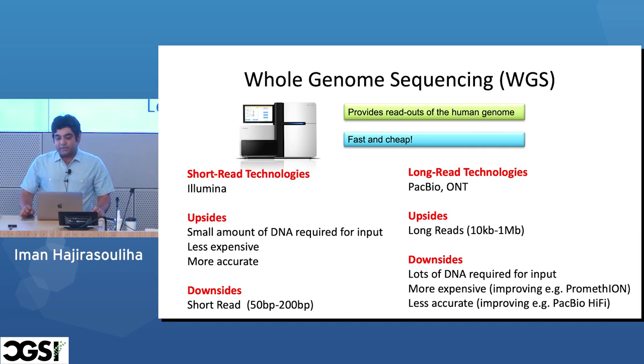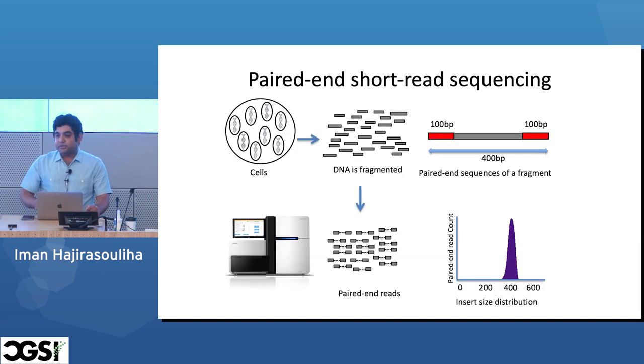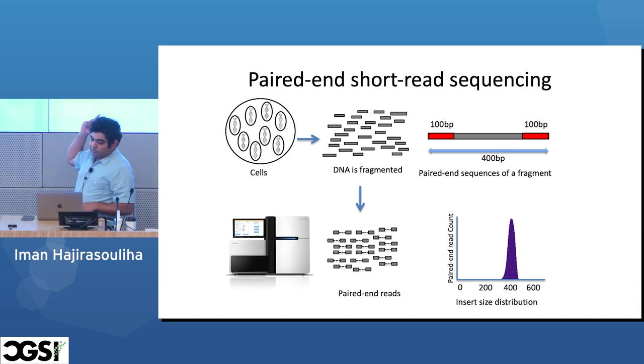It's still pretty expensive, although the cost is going down, and it's less accurate relative to Illumina sequencing. So if I want to highlight what paired-end sequencing is, you have DNA in the cells. The DNA is fragmented into many, many overlapping fragments. These are short fragments, 400 base pair, 500 base pair. And the machine would read both ends of these fragments. So you have, say, 100 base pair from the left end, 100 base pair from the right end.